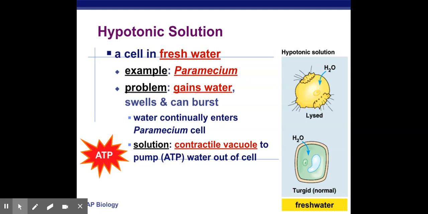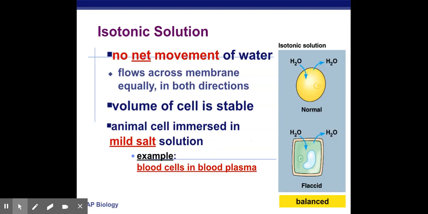Other organisms, such as the paramecium, can actually help regulate this by using what's called a contractile vacuole. If you recall, a vacuole is kind of like a storage container, and one of the things it can store is water. And so these contractile vacuoles will then pump, meaning they need to use energy, the ATP, to move the water out. They can actively spit out water, if you will. But again, they do require that ATP to try and move that water from inside to outside. They're going against the concentration gradient.